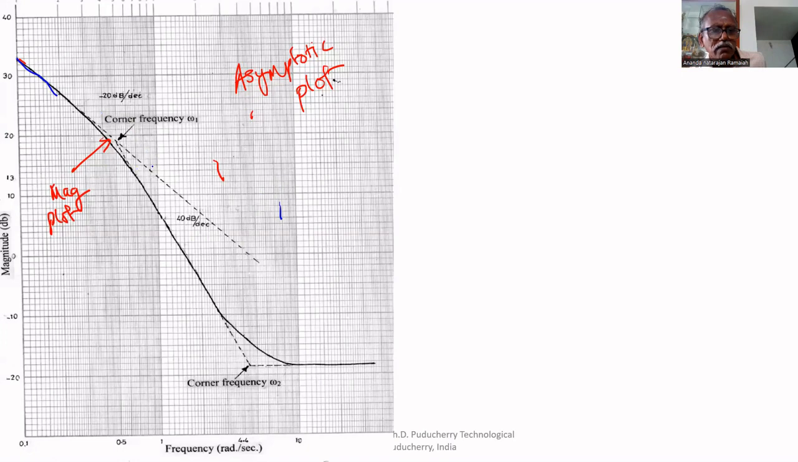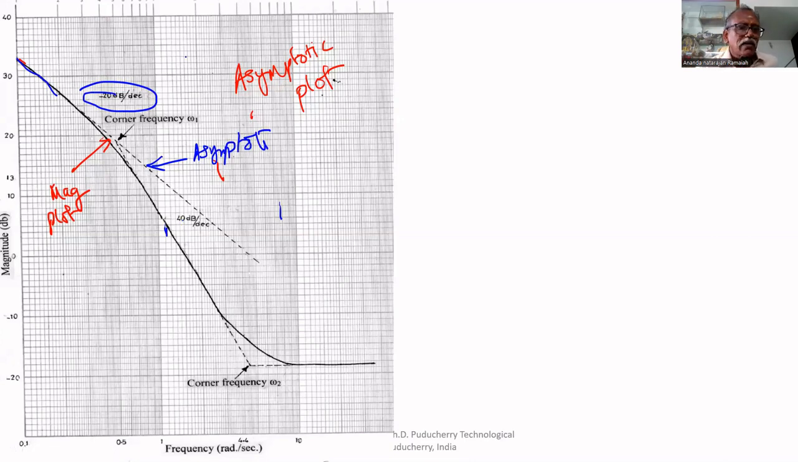This dotted line is the asymptote. The slope of that asymptote is minus 20 dB per decade. And for the corner frequency, again draw the asymptote for this part. The asymptote should pass through the maximum part of the graph. Like that, you have to draw the tangent.